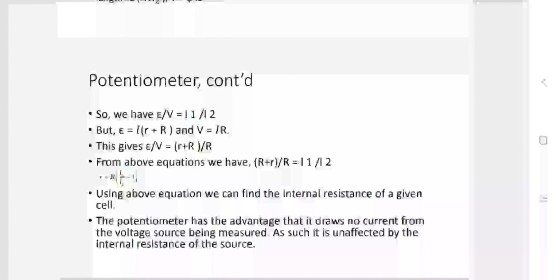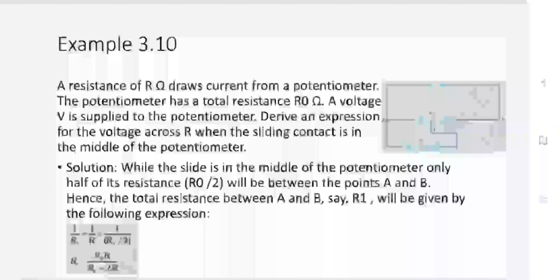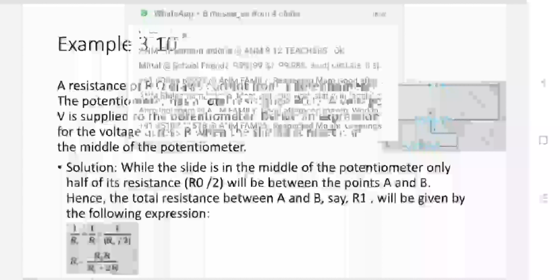Here the potentiometer has the advantage that it draws no current from the voltage source being measured and it is unaffected by the internal resistance of the source. Now we are going through an example for the potentiometer. A resistance of R ohm draws a current from a potentiometer. The potentiometer has a total resistance R0. A voltage V is supplied to the potentiometer. Derive an expression for the voltage across R when the sliding contact is in the middle of the potentiometer.